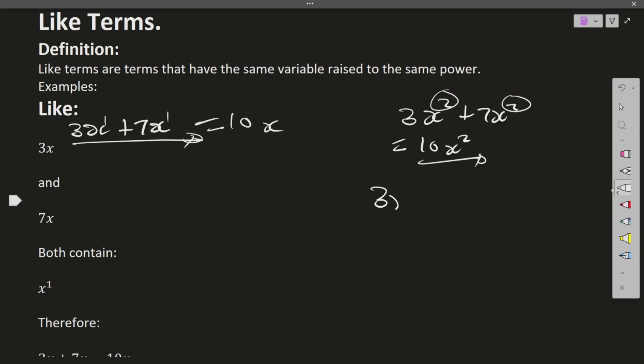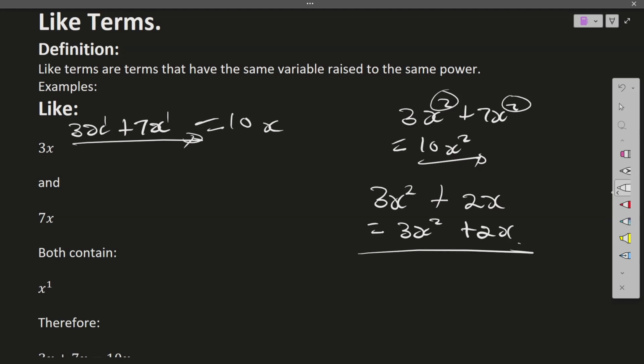But now if you had 3x squared plus 2x, this would be just, oh sorry, why am I adding this now? This would be equals to 3x squared plus 2x, and this would be your final answer. You would leave it exactly like this. Why do you leave it like this? They have different powers. This is raised to the power of 1. Remember that, okay? And so let's make another example.